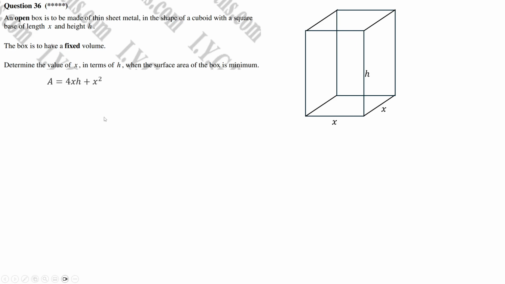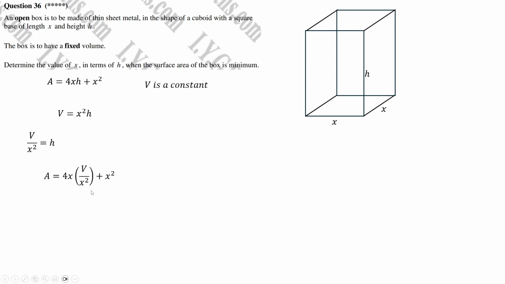So it's 4xh plus x squared, and the volume is just x squared h. We've got that V. In other words, the volume has a fixed volume. So that means we can just imagine it as a constant when we're differentiating. We're going to rearrange this for h, not x squared, then plug that into there.